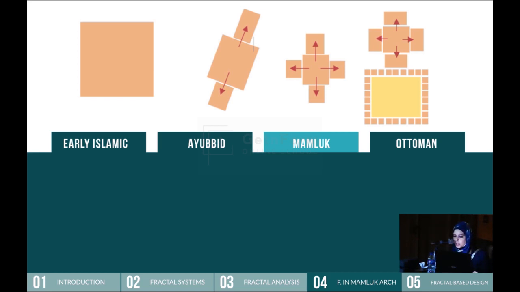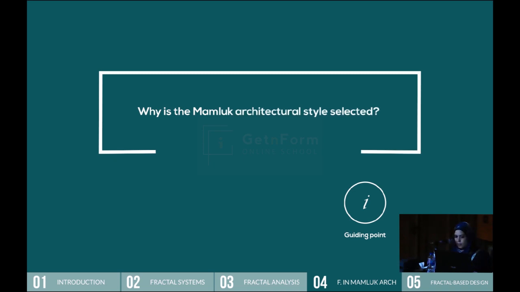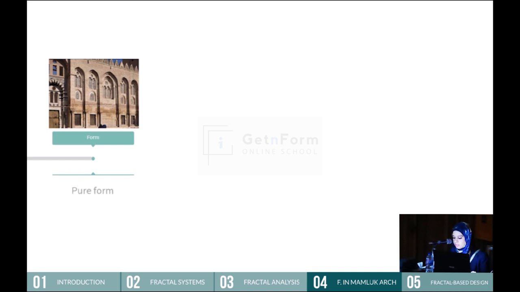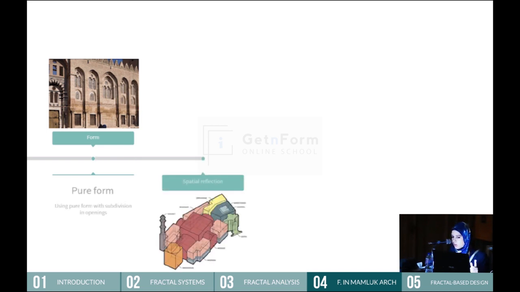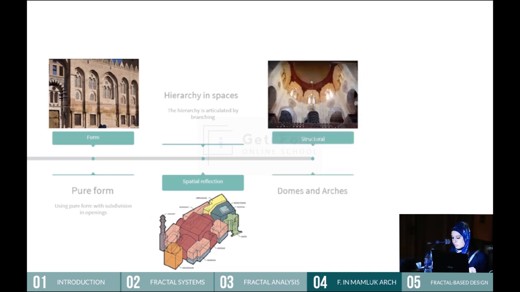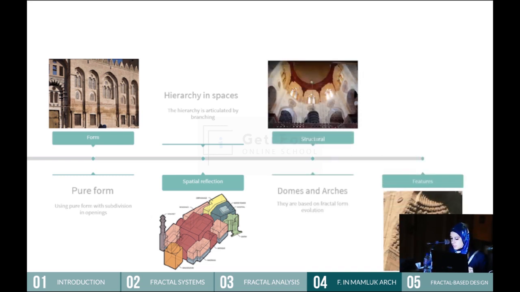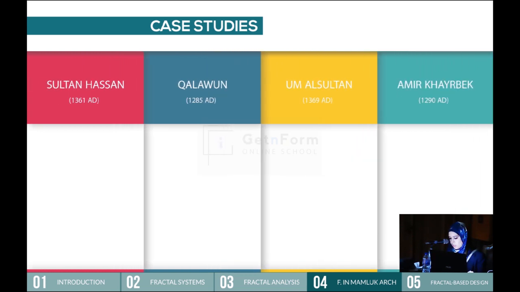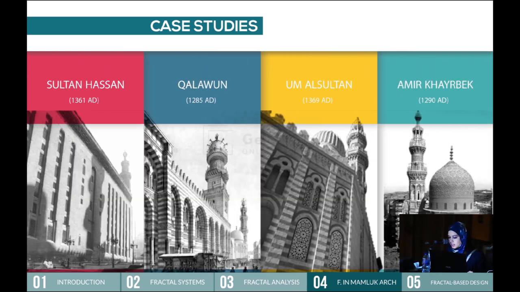I chose the Mamluk architecture for a number of reasons. The 4 reasons are that it has a complex pattern in a pure simple form and a spatial hierarchy. The presence of the fractal form is found in the domes, arches, muqarnas, and in the Islamic pattern on the walls as well. From the large scale to the small scale, it is rich in details. The 4 case studies are Sultan Hassan, Salam, Sultan Shaban, and Amir Khalid.